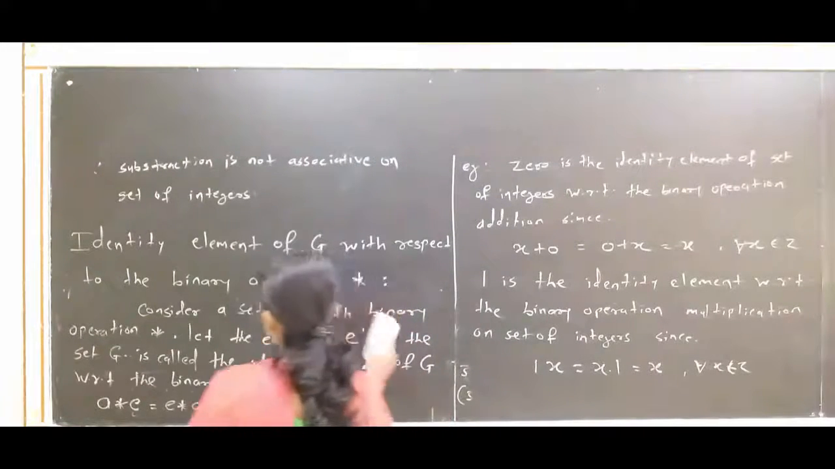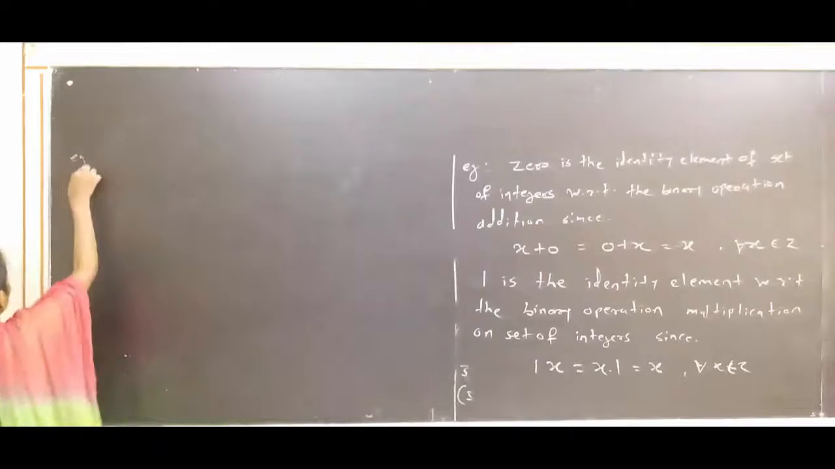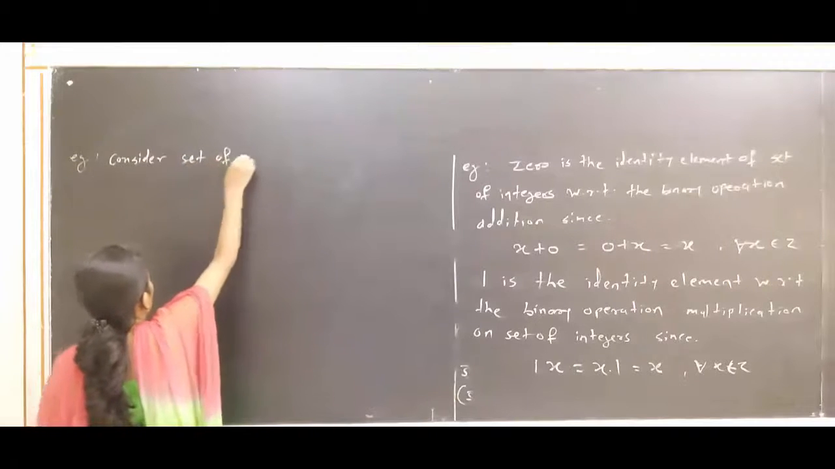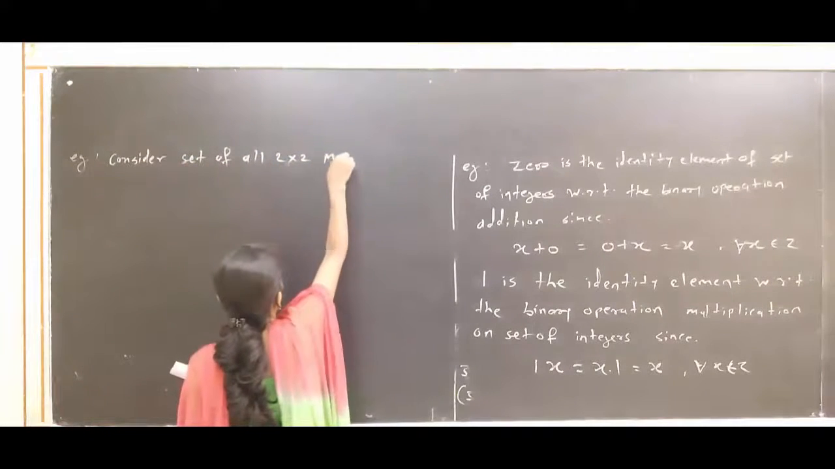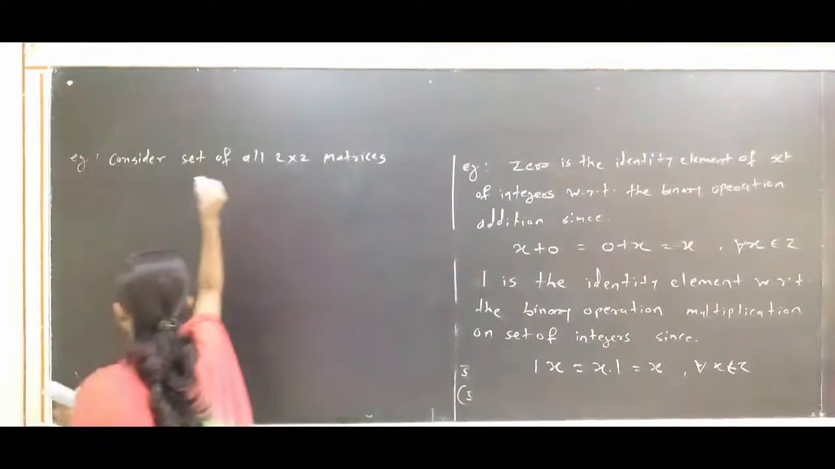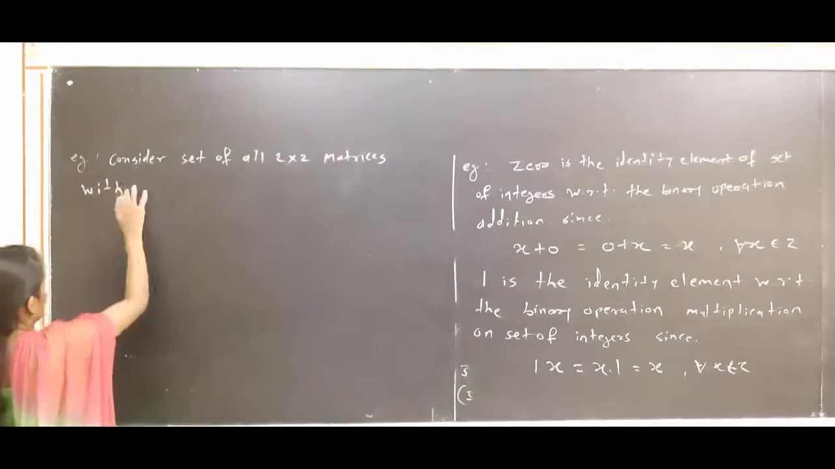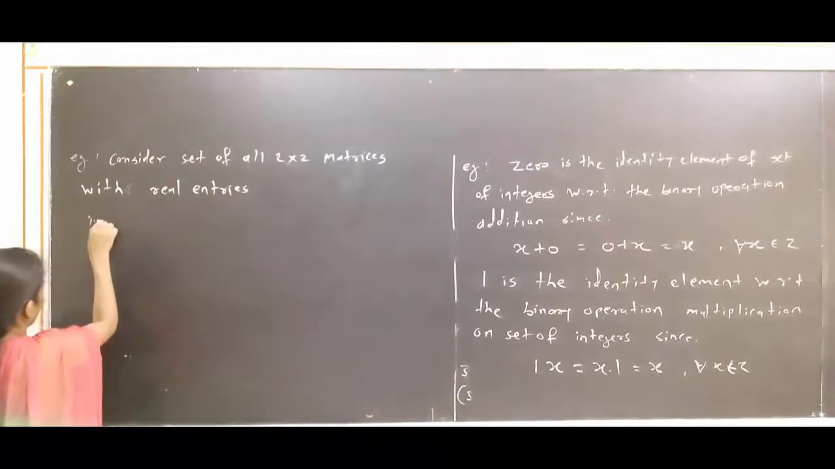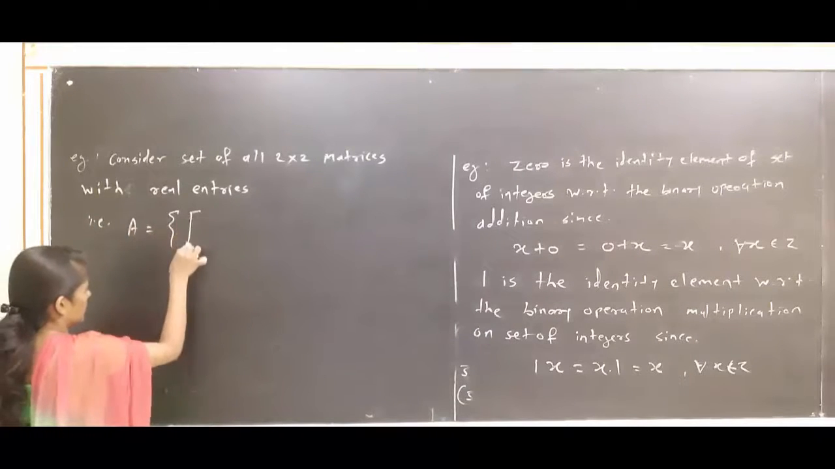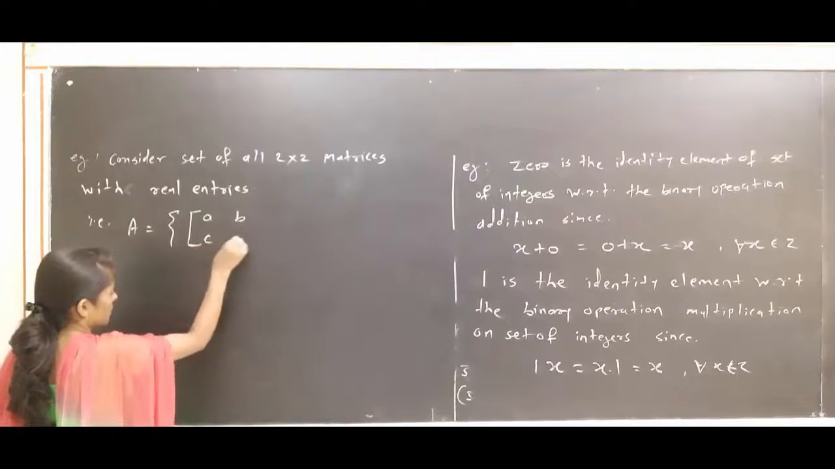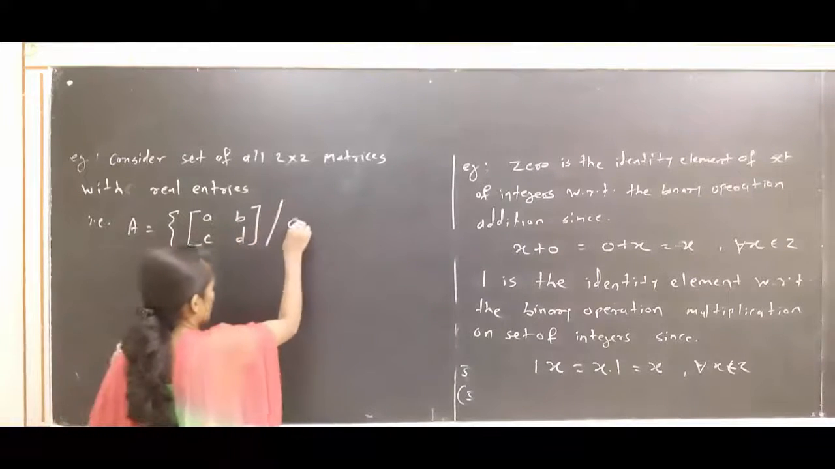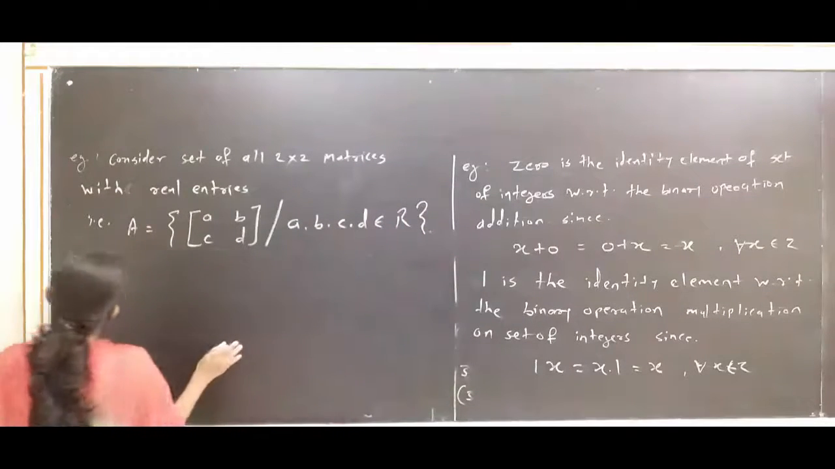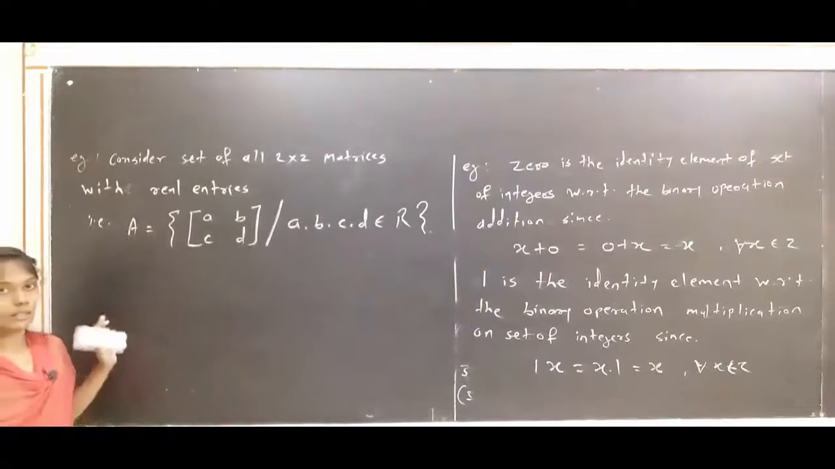Okay. Now we see the next example. Consider the set of all 2 by 2 matrices with real entries. That is, if we consider set A, matrix is of the form A, B, C, D such that all entries A, B, C, D belongs to the set of real numbers. Okay, so we consider this set.